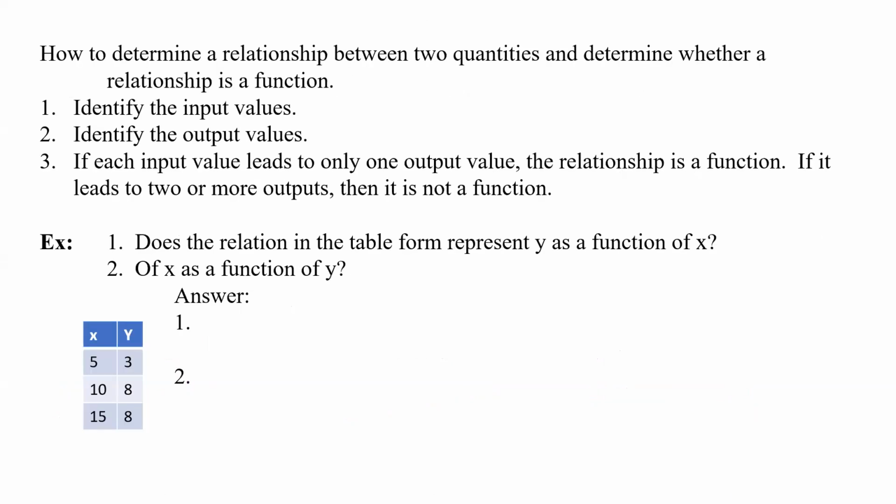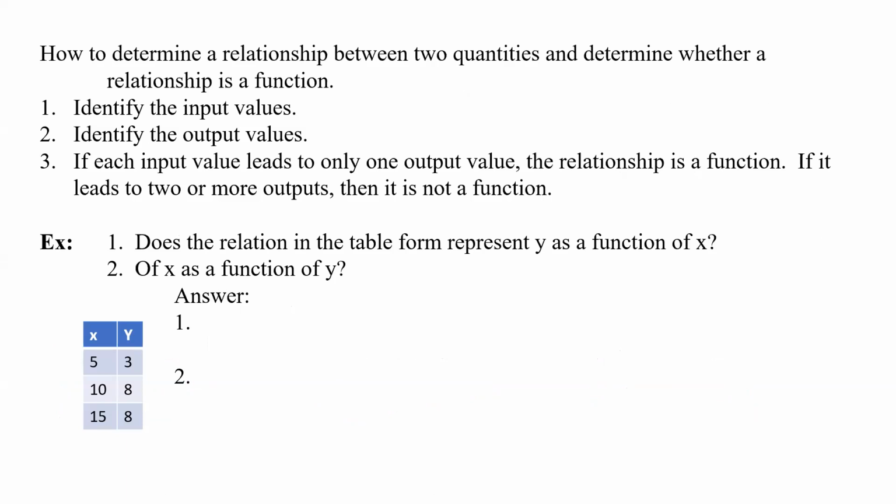Now, how to determine a relation between two quantities and determine whether a relationship is actually a function? Well, first you have to identify your input values. Then you have to identify your output values. And then if each input value leads to only one output value, then the relation is a function. Now, if it leads to two or more outputs, then it's not a function like we just saw in that example before.